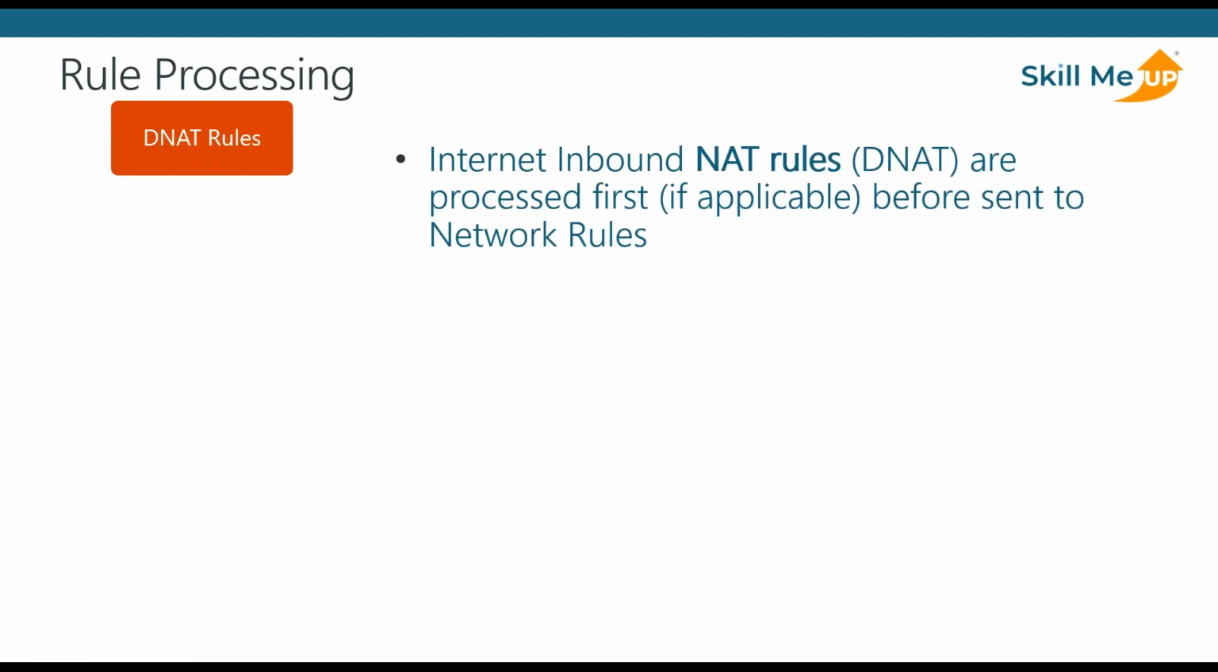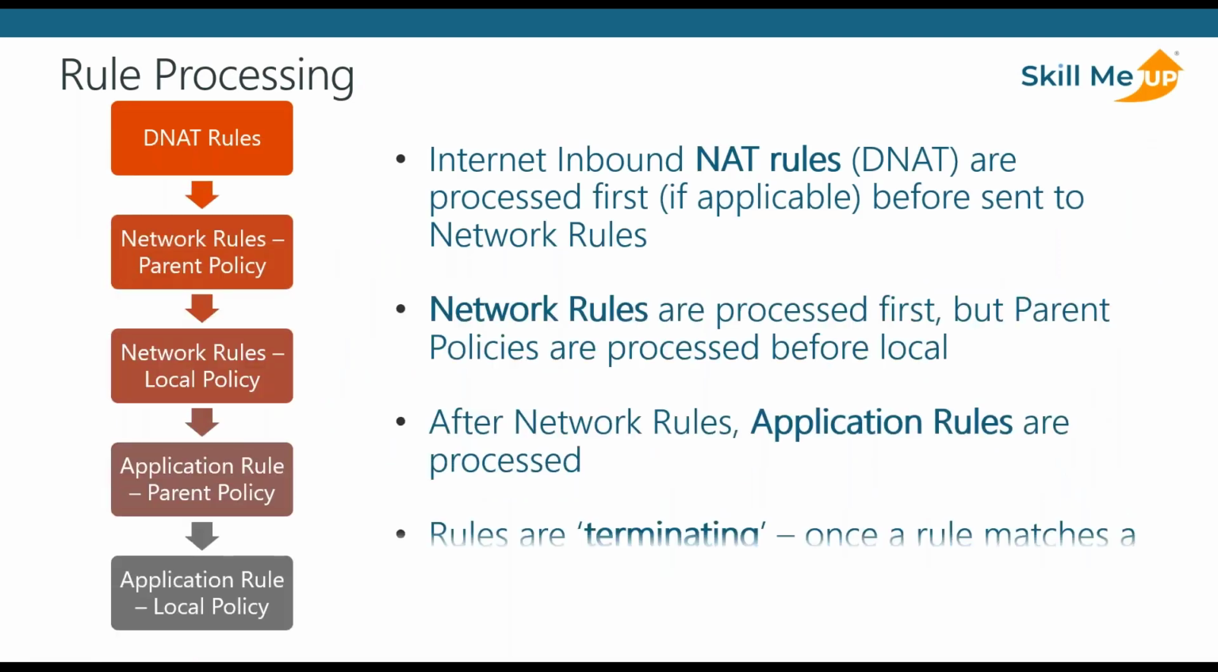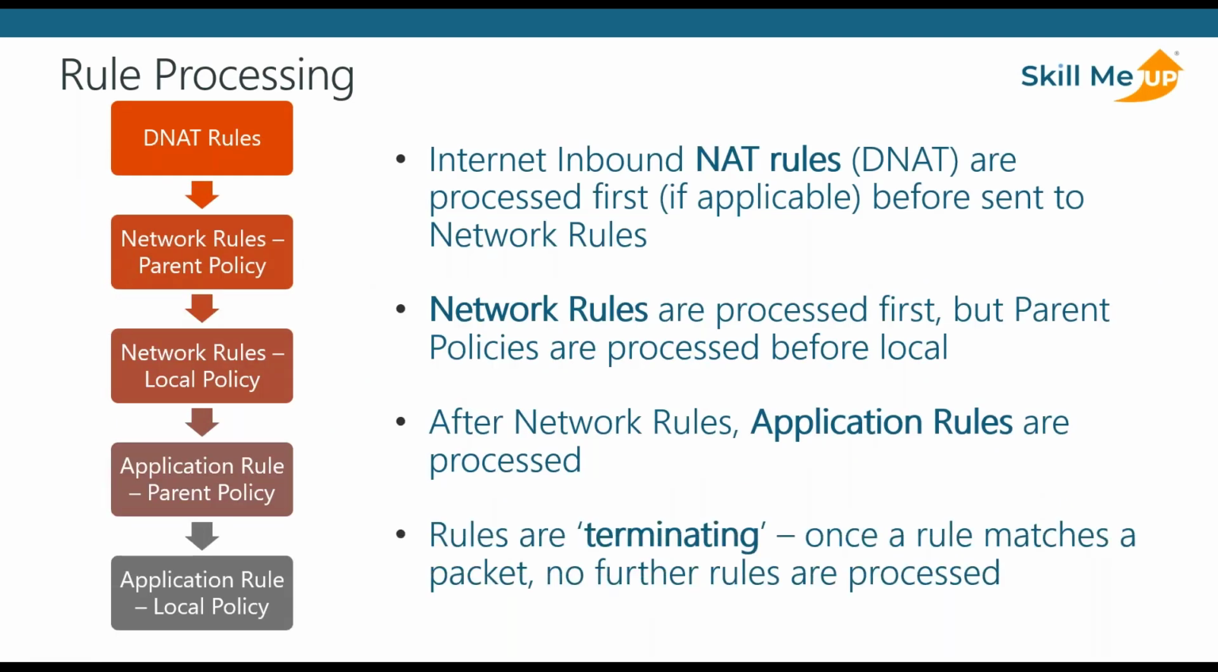So in rule processing, basically the NAT rules get applied first, destination NATs. Next, the rules that get processed are your network rules, and they follow the idea that the parent policy gets processed first, and then the local policy. Then the application rules follow on from behind the network rules. And again, that same process, parent policy and local policy.